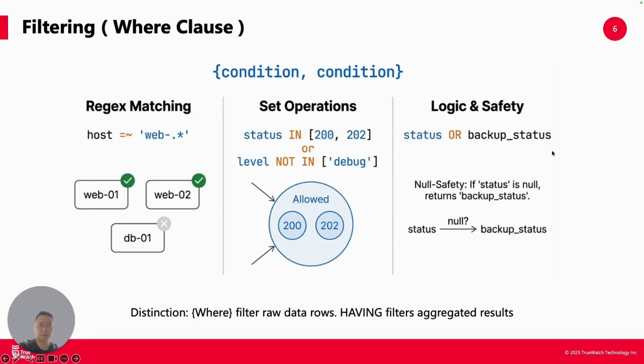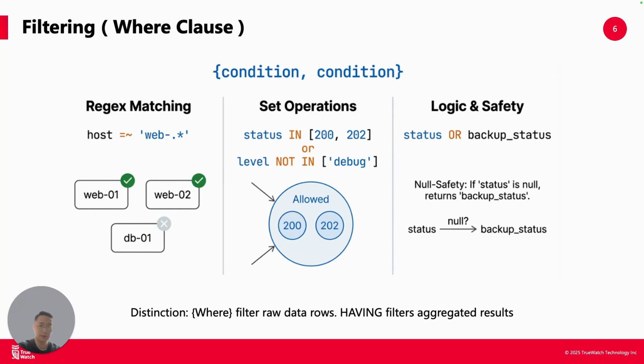Yeah, so next shows how filter works in the where clause. It's how we narrow down raw telemetry rows before we aggregate or visualize anything. For example, selecting only hosts that start with web to include the web servers and exclude the database, or we can set up operations like in or not in, which are great for clean allow lists and block lists, such as keeping only status code 200 or 300, etc., or excluding noise log level like debug.